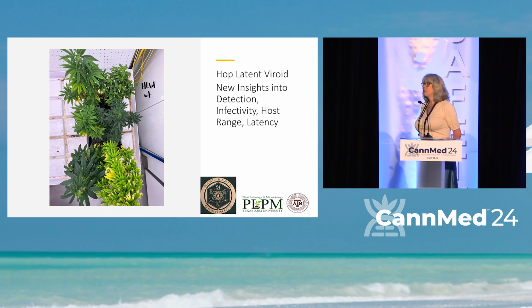Okay, yeah, good question. These were not clonally propagated. These were grown from seed, and so there's some heterogeneity in the seeds.